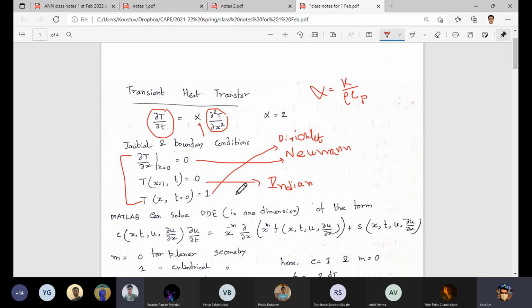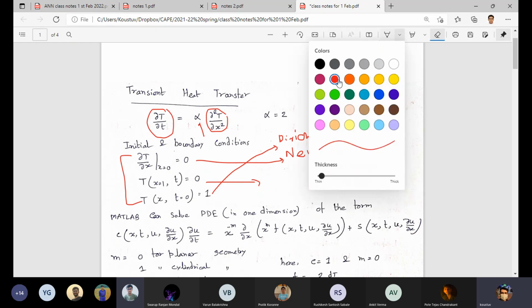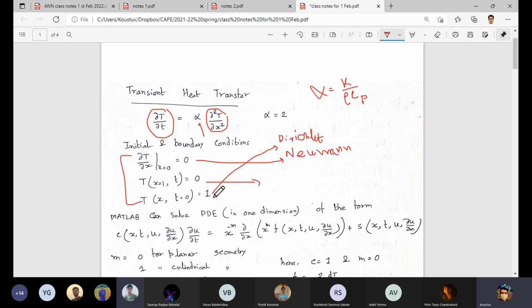And sorry, I think this is the initial condition. I put it wrongly. This is the initial condition. And this is the Dirichlet condition.